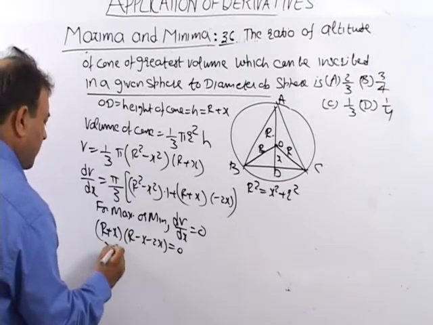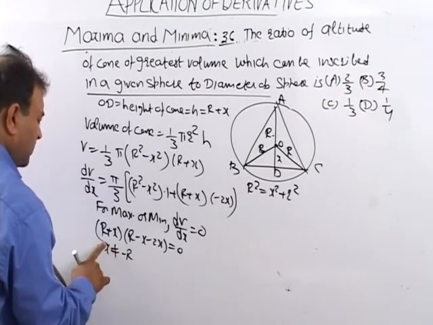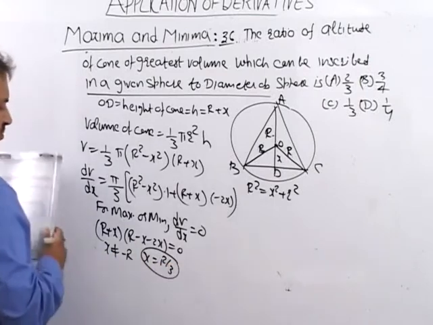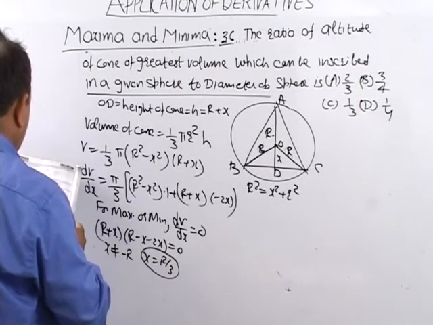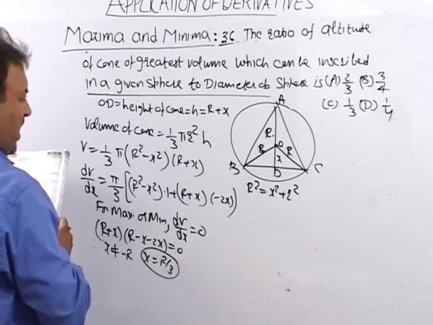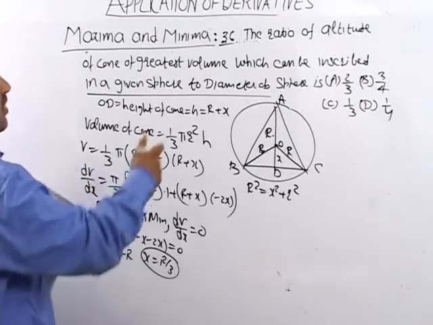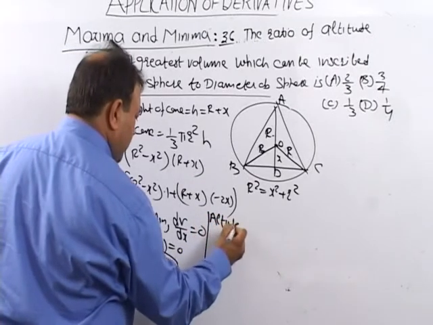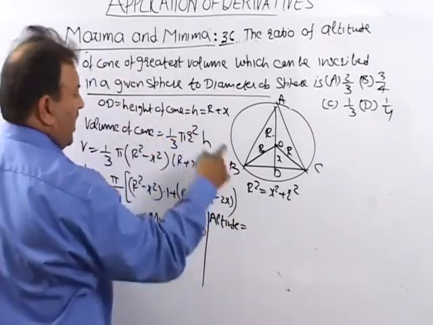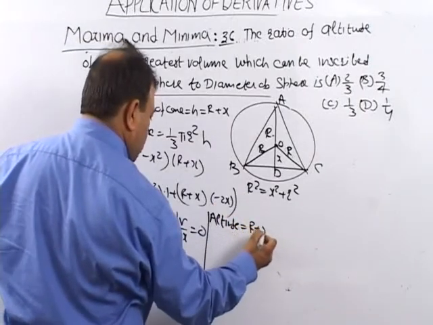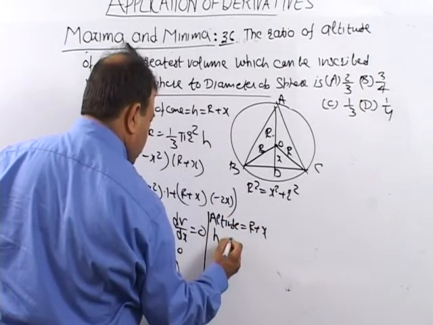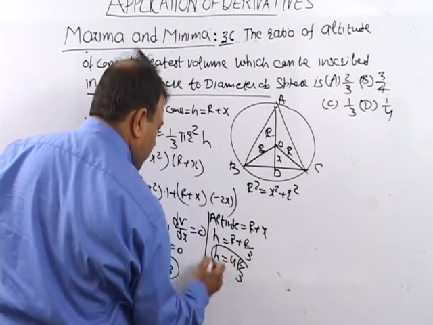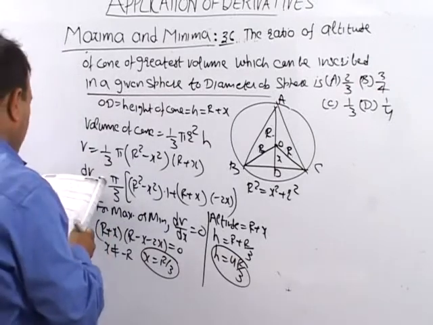X can't be equal to minus R. I can say x will be equal to R by 3. Now this is x and we have to find the ratio of the altitude. Altitude, height is equal to R plus X. This is h is equal to R plus R by 3, h is equal to 4R by 3.